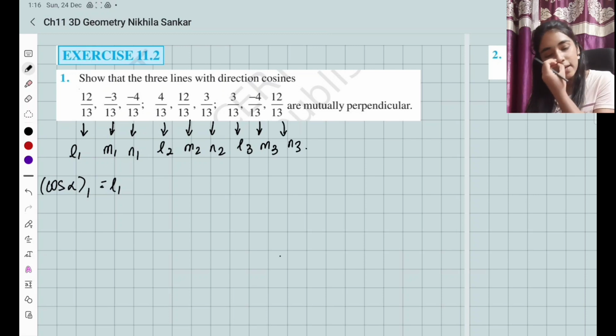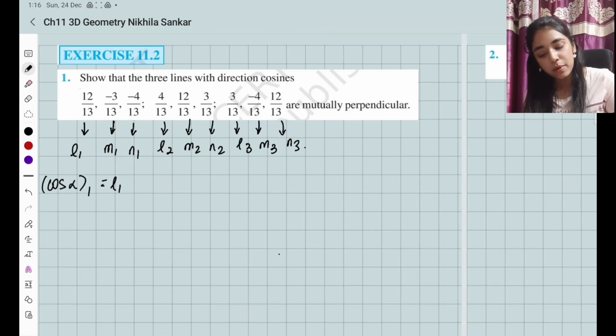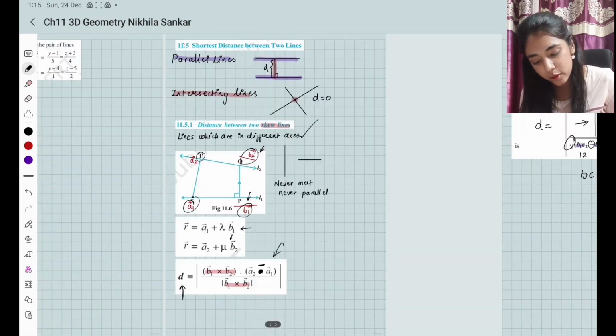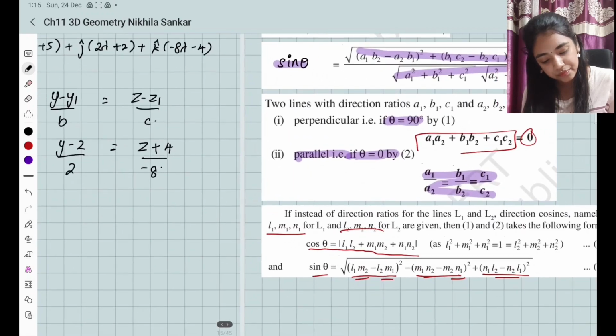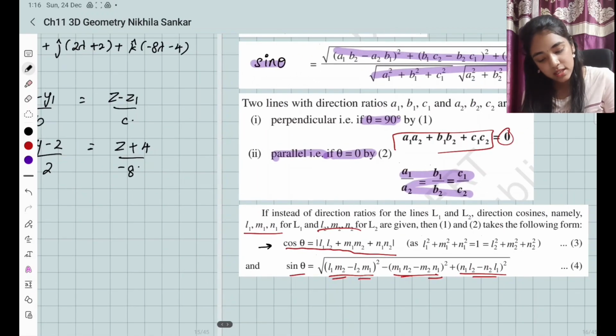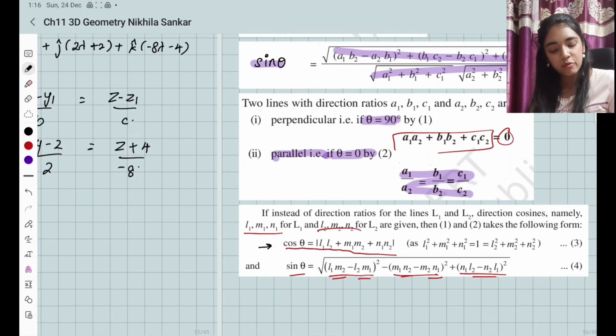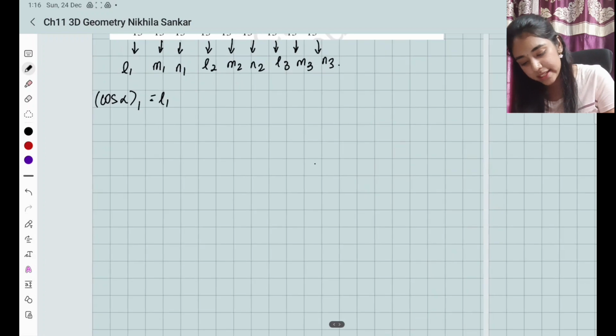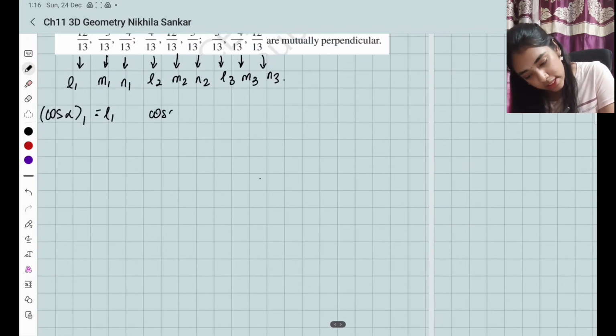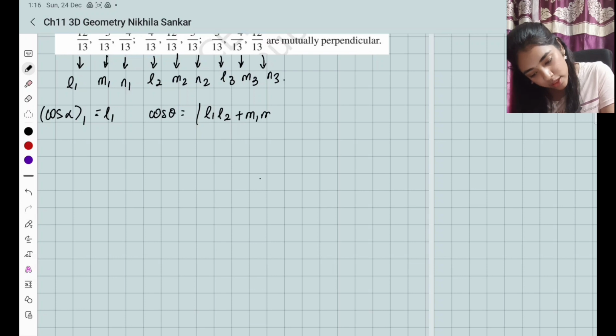இப்போ இது எல்லாமே perpendicularனு எப்படி தெரியும்? நம்ம என்ன படிச்சிருக்கோம்? You have to remember a formula from what we learned. What did we learn? So from here, I have cos theta equals L1 L2 plus M1 M2 plus N1 N2. இந்த formula படிச்சோமா? So first அதை எழுதிக்கலாம். Okay, so let me write that. I have cos theta equals magnitude of L1 L2 plus M1 M2 plus N1 N2.